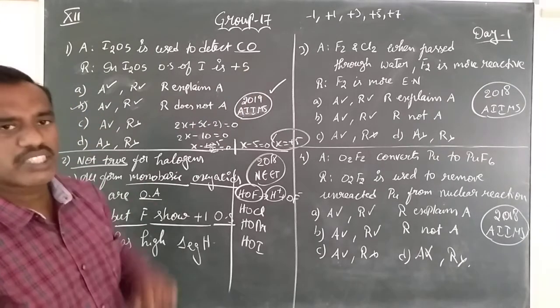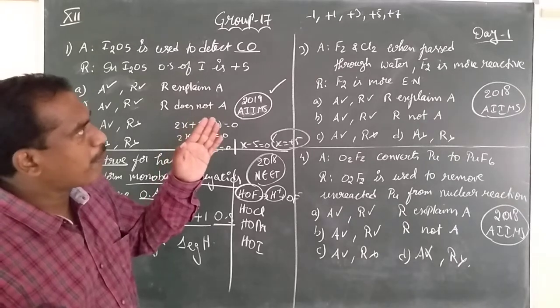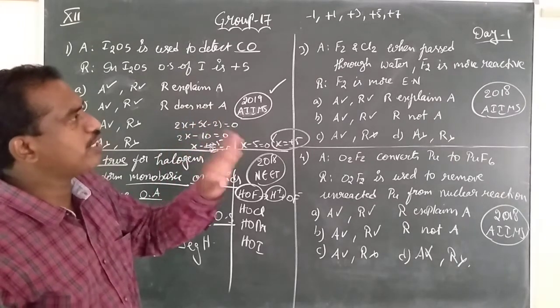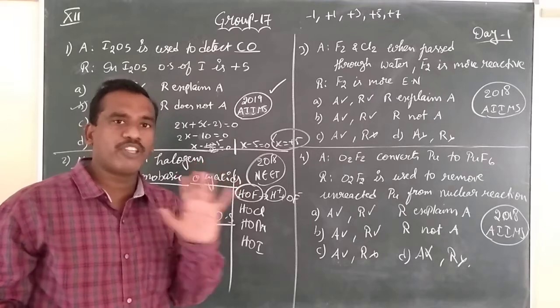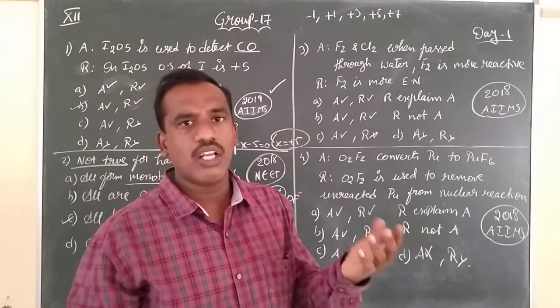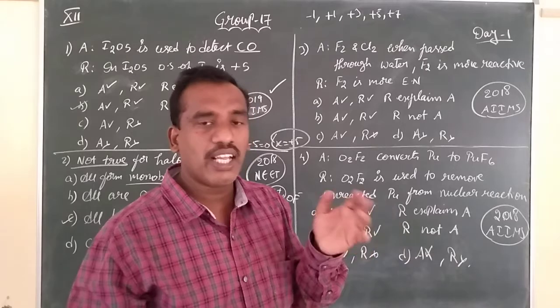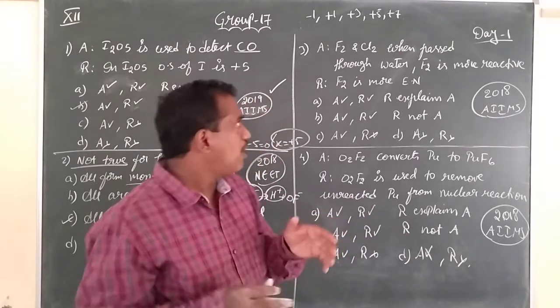Coming to question number 3. Assertion: when fluorine and chlorine are passed through water, F2 is more reactive. We had already seen the reaction of fluorine and chlorine with water. Fluorine is giving out oxygen, chlorine is forming HCl and HOCl. Here, what is the reason saying?